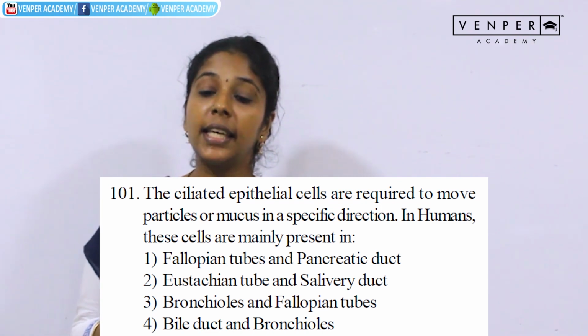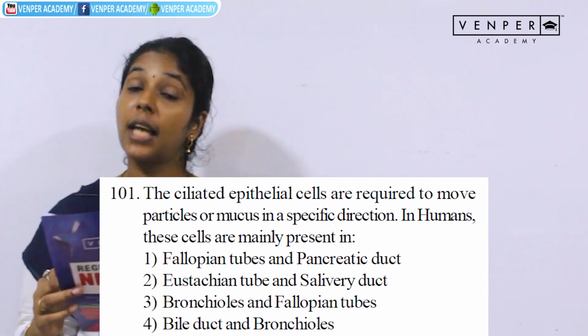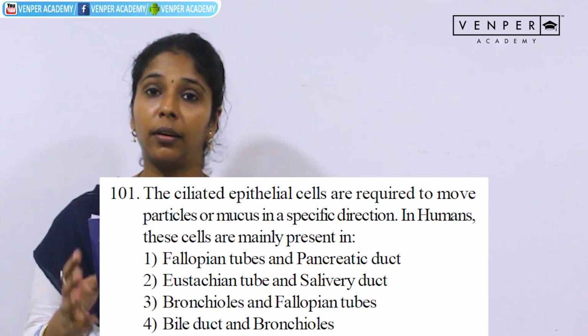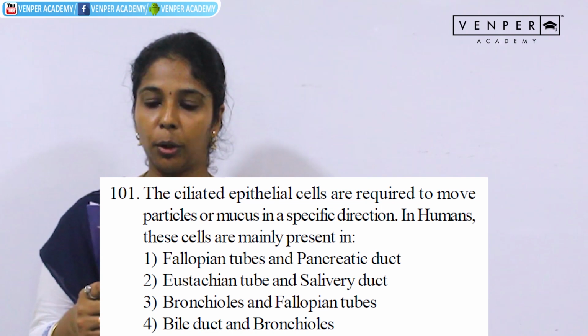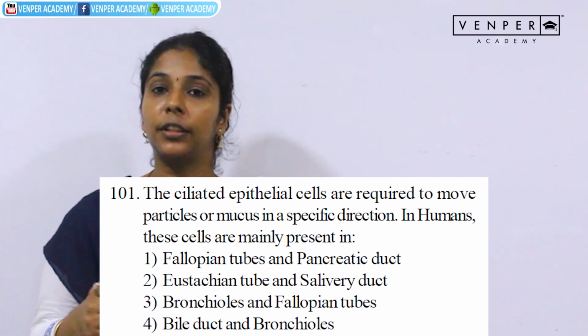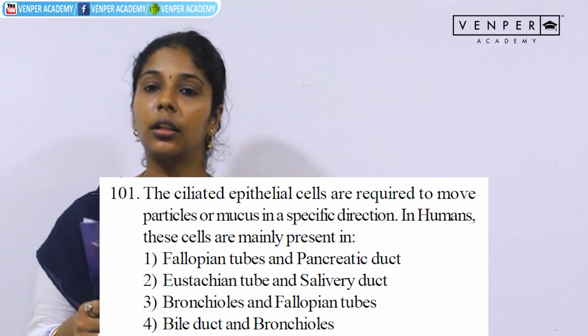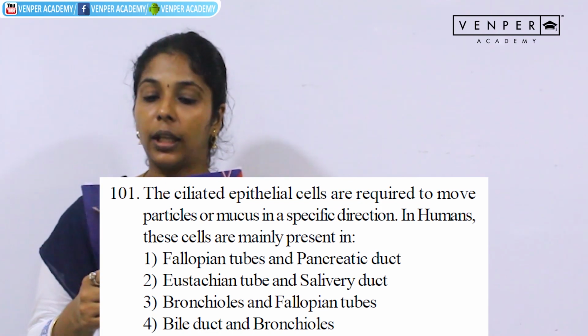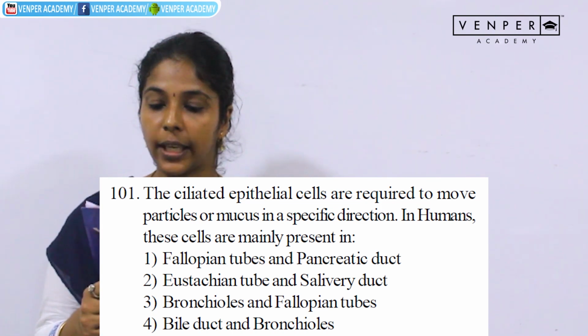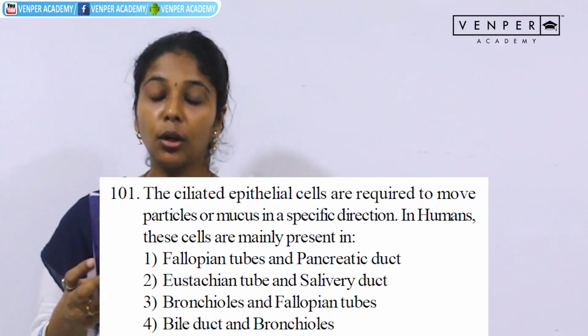In bronchioles, the ciliated epithelium pushes foreign particles and microparticles away from our lungs and alveoli. In the fallopian tube, it helps in the movement of the fertilized zygote or a matured ovum. So the correct answer is option 3, bronchioles and fallopian tubes.